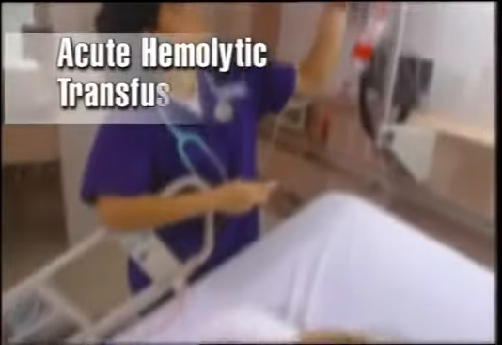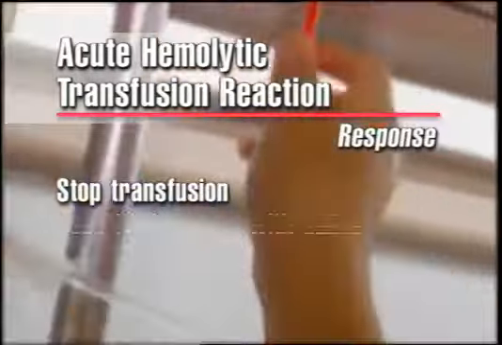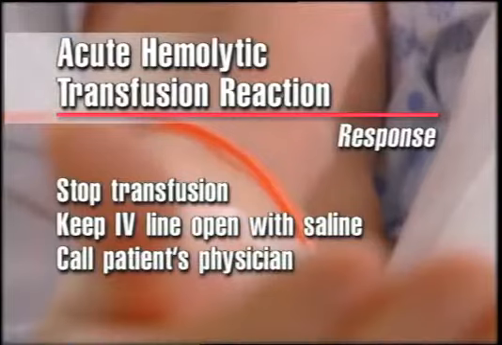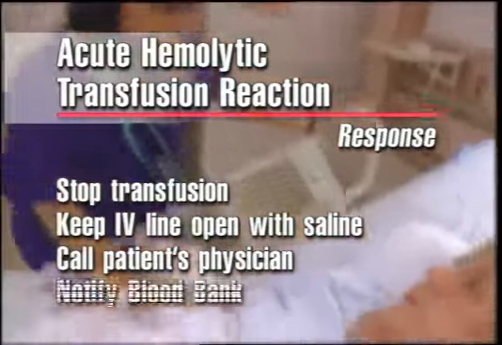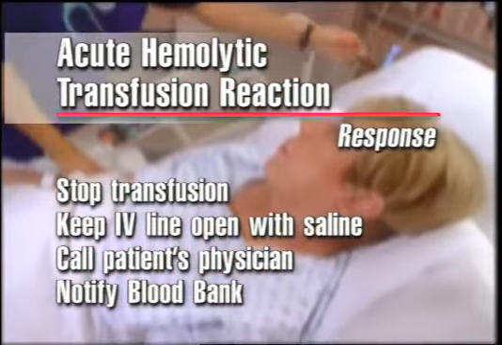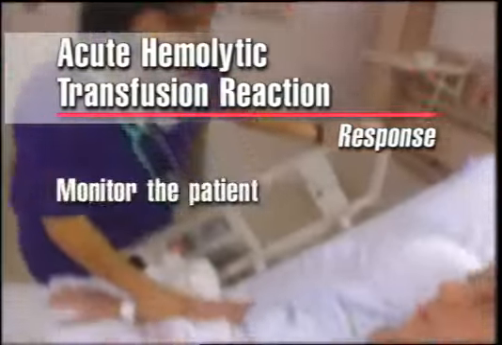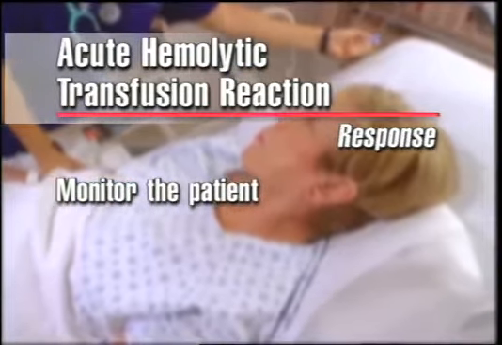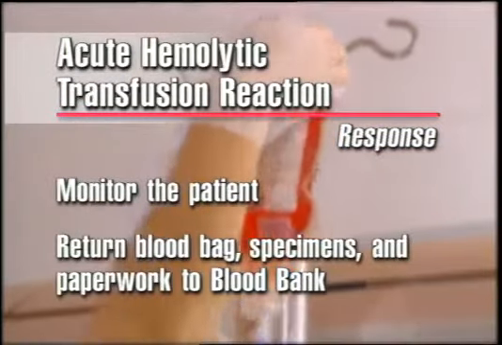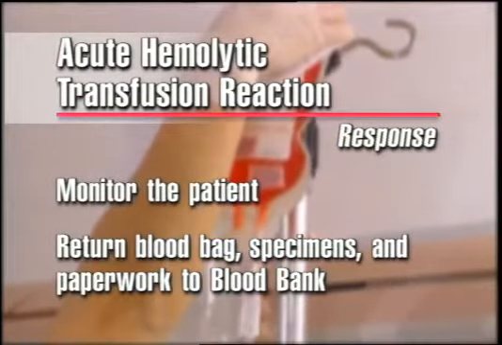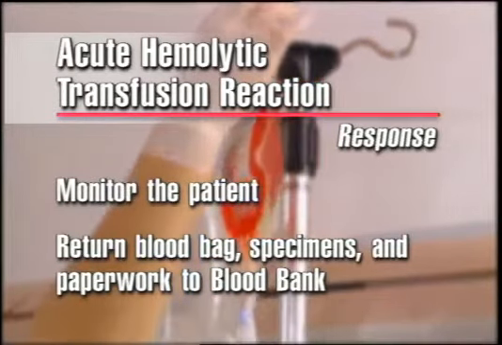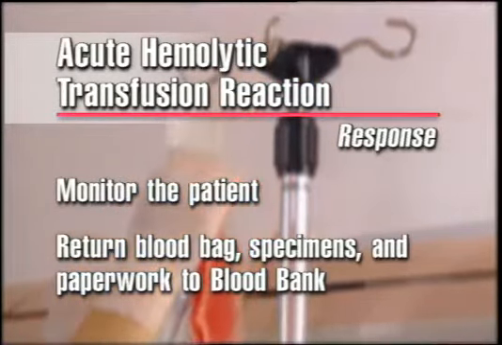If any of these signs appear, stop the transfusion. Keep the IV line open with saline. Notify the physician in charge. Then notify the blood bank or transfusion service. Monitor the patient and follow the directions specified by your institution. Finally, return the blood bag, any solutions that were infused through the same IV line, required blood specimens, and the completed blood transfusion record tag to the blood bank.